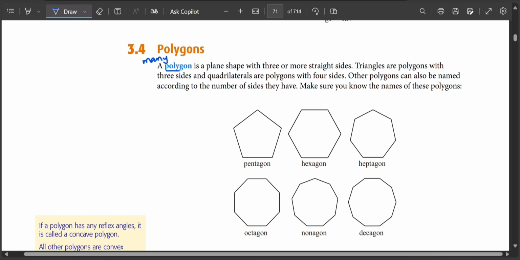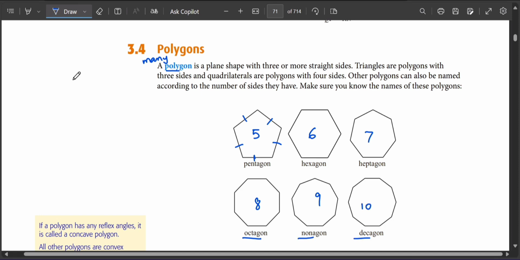And there are other polygons as well. For example, we have the pentagon, which has 5 sides, and the hexagon, which has 6 sides. Heptagon has 7, octagon has 8, where octa means 8, nonagon has 9, and decagon finally means 10.